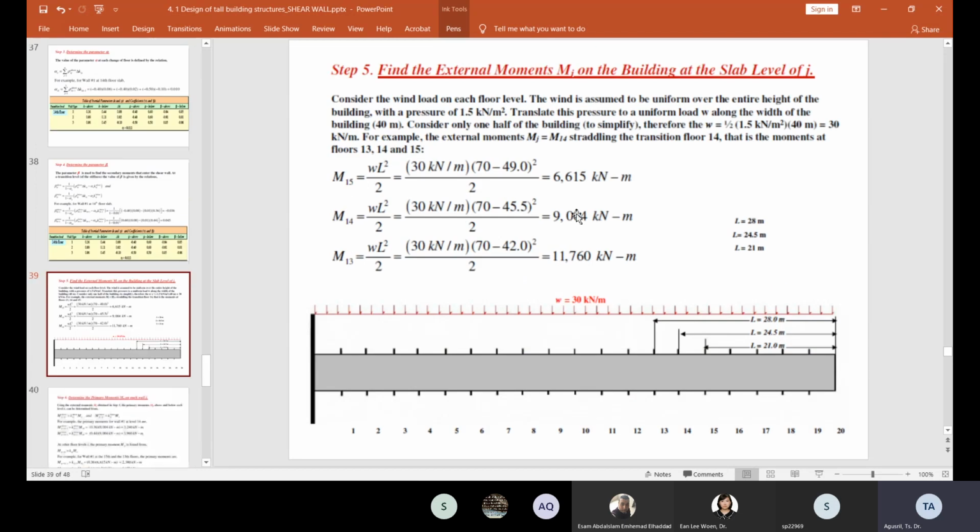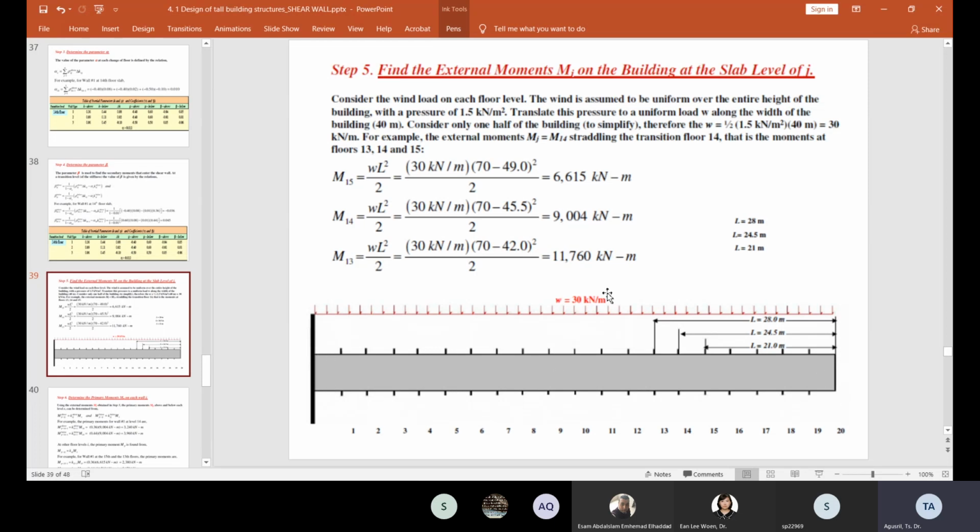Okay, so now you can see here step number 5, to find the external moment on the building at the slab level of J. In our case we have the wind load 1.5 kilonewton per square meter acting on the building. You can see this is the side view of the building, from level 1 to level 20. So this is level 20, and this is level 1.